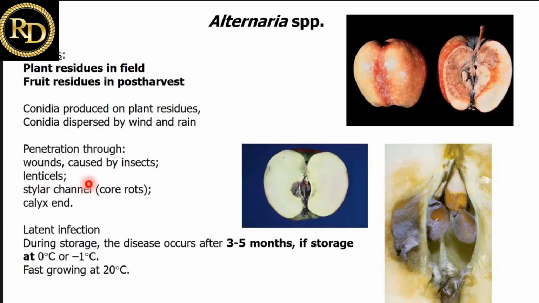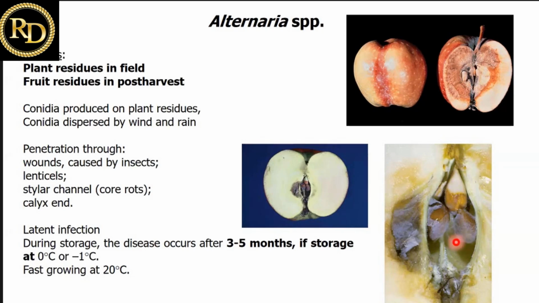In the case of Alternaria, the inoculum source is plant residues in the field. Also, they could be fruit residues in post-harvest. And the conidia are dispersed by wind and rain. They can penetrate through wounds, mainly caused by insects, also by lenticels and the stylar channel or calyx end. In this case, they cause core rots, as you can see from this picture above or below.